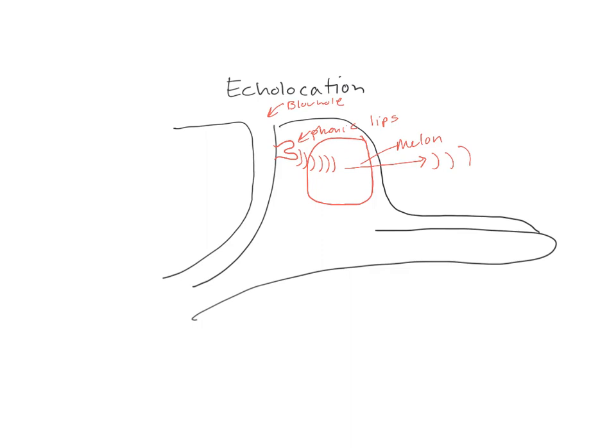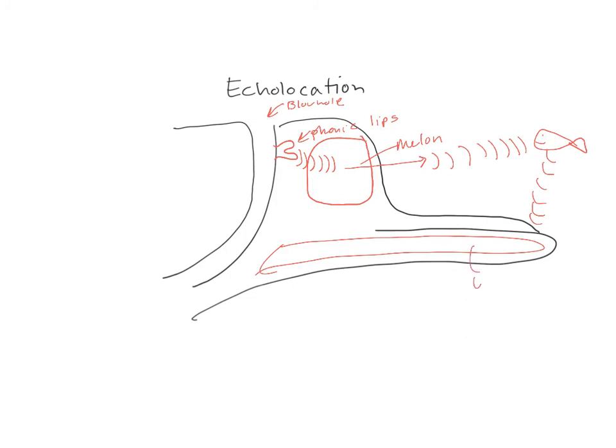It can change the shape of this melon. The melon is filled with fluid, so it can change the shape, and it can attenuate or point the sounds in the direction that it wants. That sound will then hit objects, such as this fish, and bounce back, and it will actually pick up the vibrations in its lower jaw.